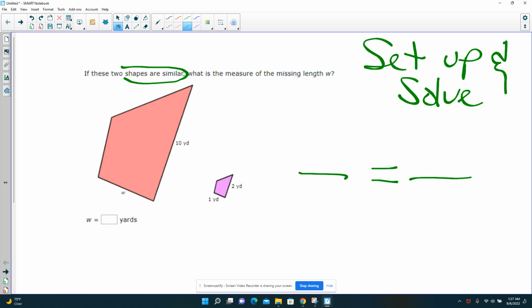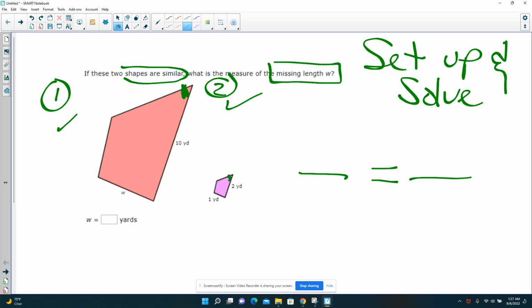If these two shapes are similar, this one and this one, shape number one, shape number two, they're similar, exactly the same shape but different size. Even the angles actually measure the same. This angle actually measures exactly like this angle. Anyways, but we'll talk about that later. So we're looking for the missing length.